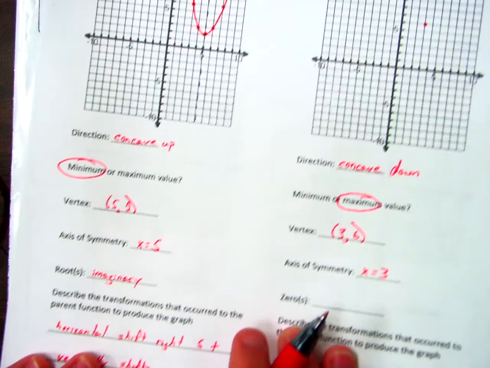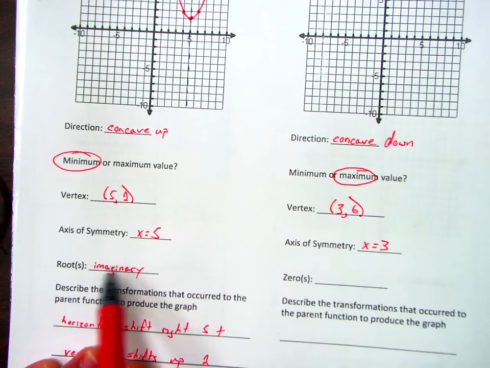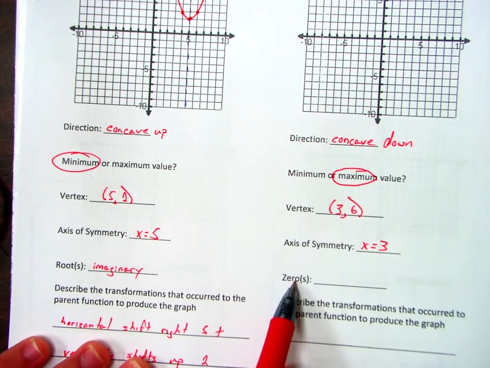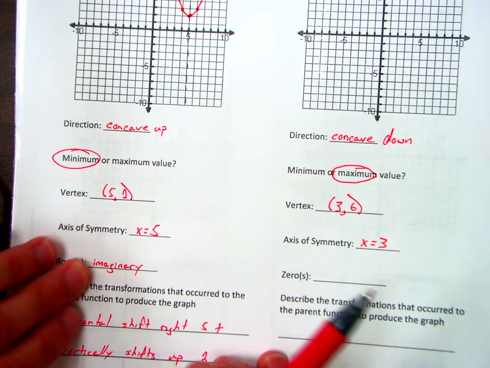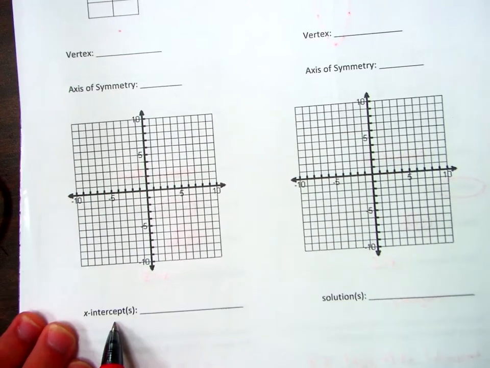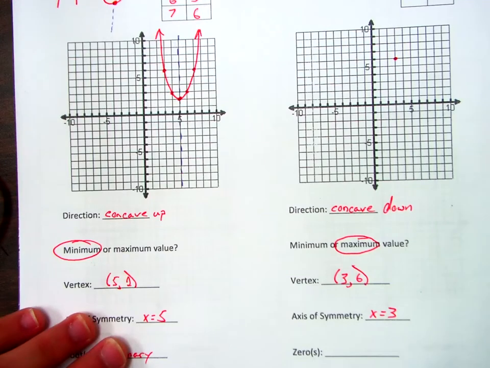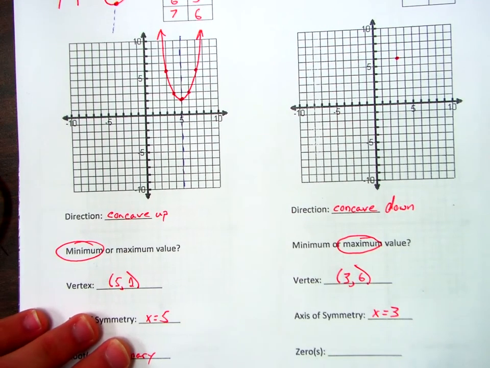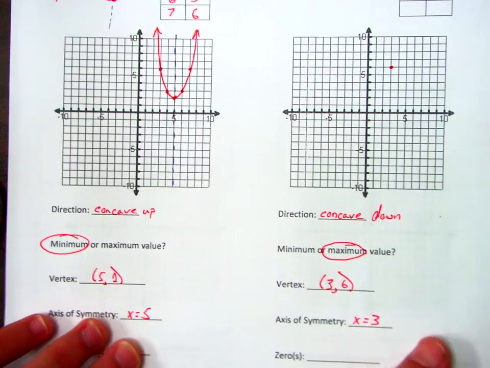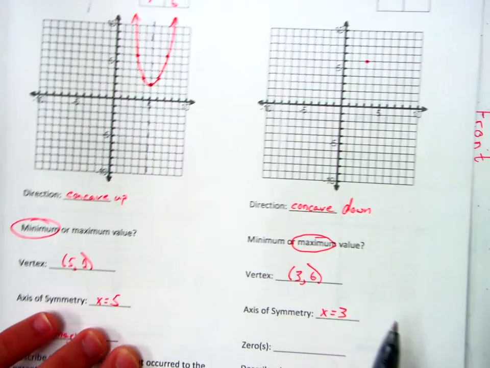Zeros, notice over here it called them roots. Right here it's calling them zeros. No difference, okay? It's 2 different ways of saying the same thing. As a matter of fact, on the back side, you've got x-intercepts and solutions. 4 different ways of saying the exact same thing. Where does that quadratic intersect the x-axis is the main point right there.